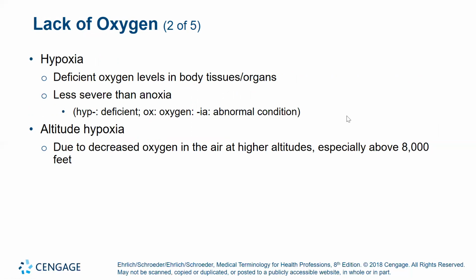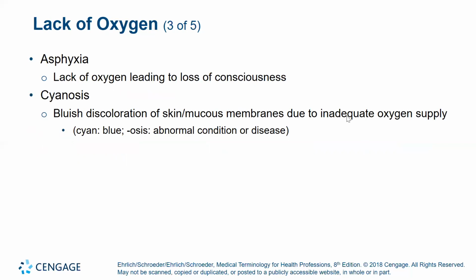Altitude hypoxia, of course, just means hypoxia due to decreased oxygen in the air at higher altitudes, especially above 8,000 feet. Asphyxia is lack of oxygen leading to loss of consciousness. Cyanosis is just a bluish discoloration of the skin. Cyan is blue, osis is abnormal condition, so it's an abnormal condition of blue.